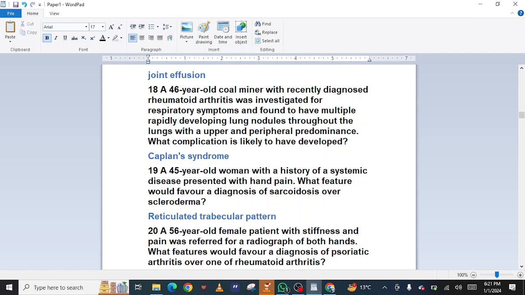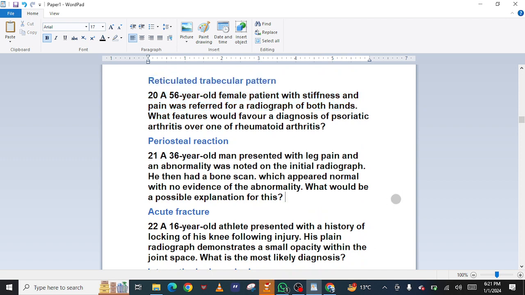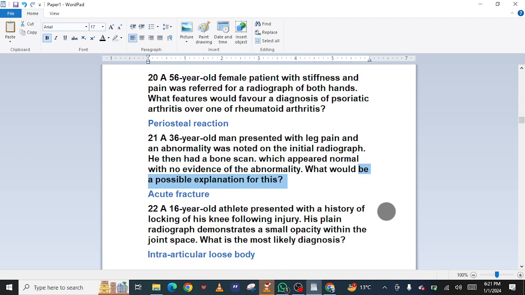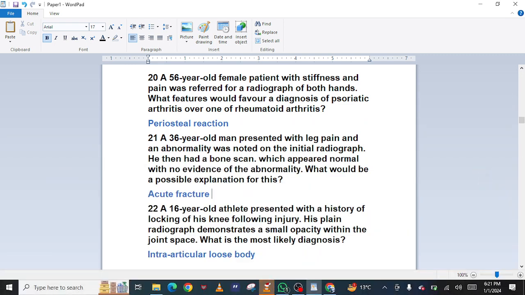19. A 45-year-old woman with a history of a systemic disease presented with hand pain. What feature would favor a diagnosis of sarcoidosis over scleroderma? Reticulated trabecular pattern. 20. A 56-year-old female patient with stiffness and pain was referred for a radiograph of both hands. What features would favor a diagnosis of psoriatic arthritis over one of rheumatoid arthritis? Periosteal reaction.